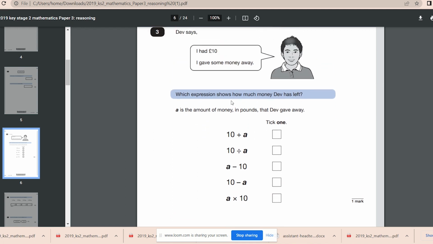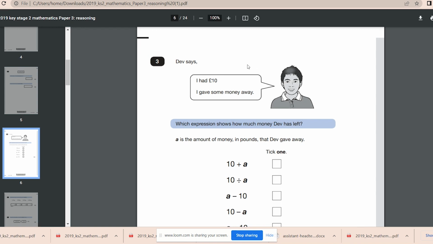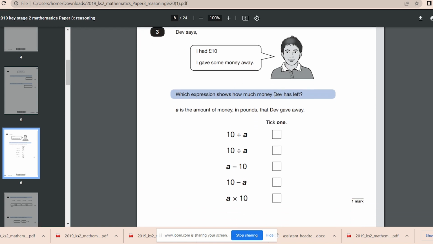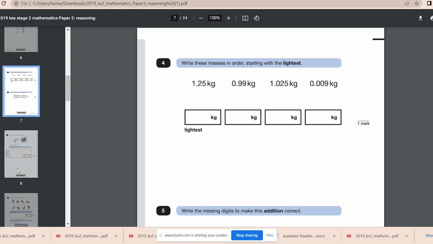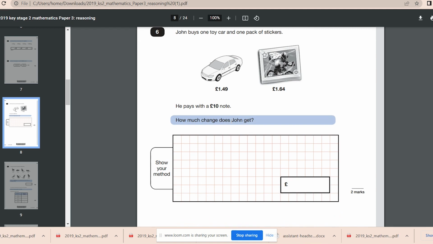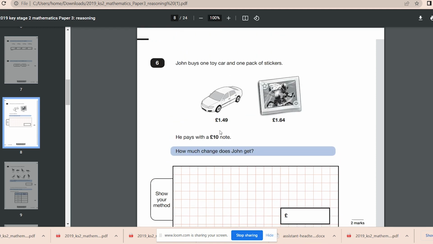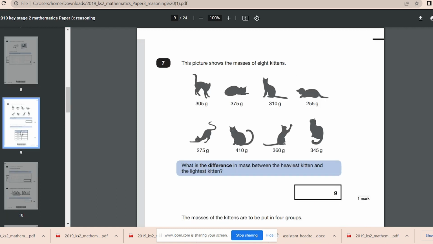Algebra, so a tricky one. Tricky in the sense that if they've not seen it before, it would be hard, but essentially Dev says, I had £10, I gave some money away. Which expression shows how much money Dev has left? So it's starting with 10, all right, and he gave away some money, which would be A. So 10 subtract A. But again, if they've never seen algebra before, it would be hard for them to understand that. Mass, weight, ordering amounts of weight, okay. The first word problem, two-step, okay, because you're adding these two parts together and subtracting from £10.